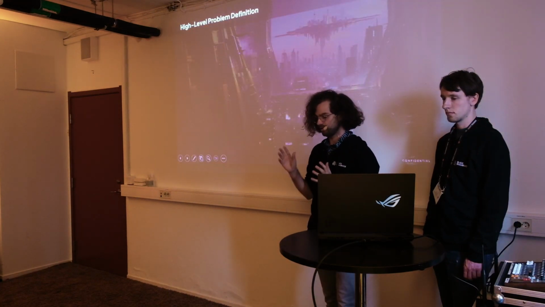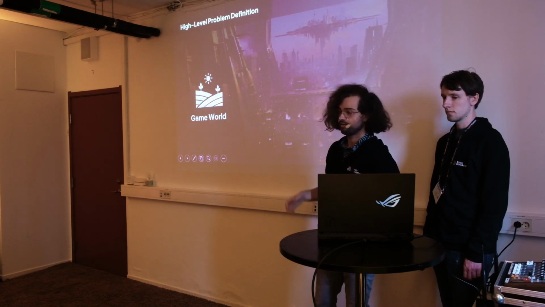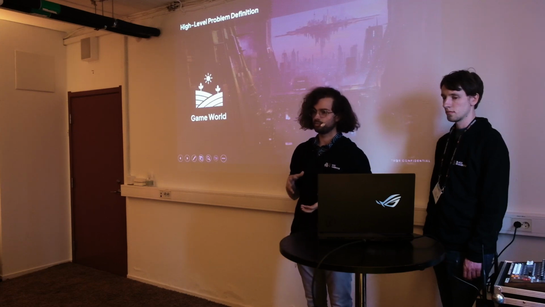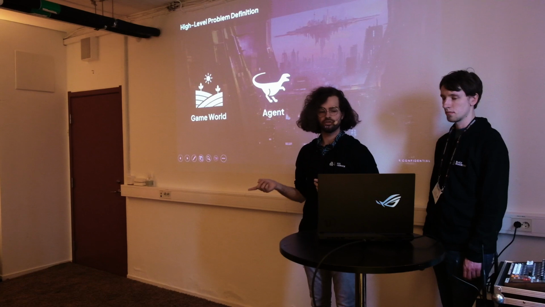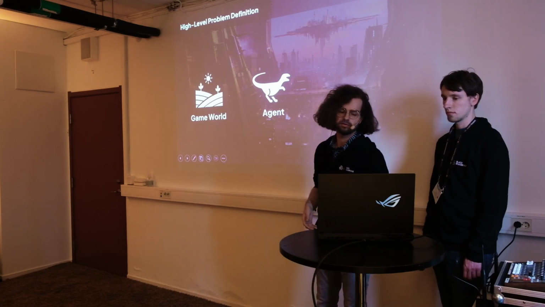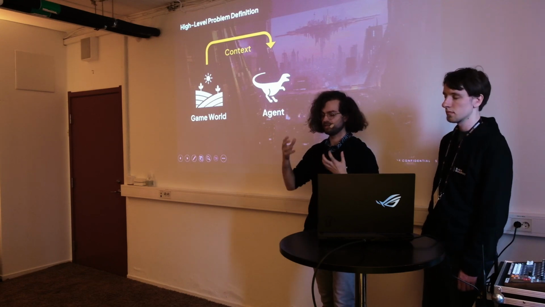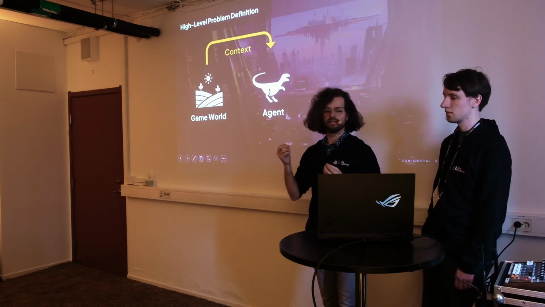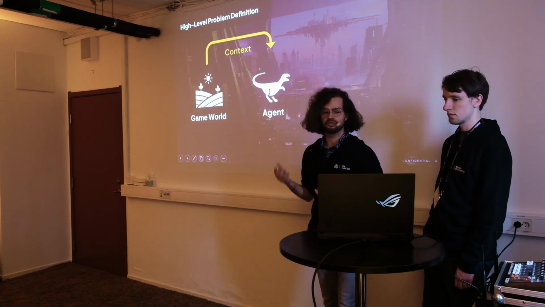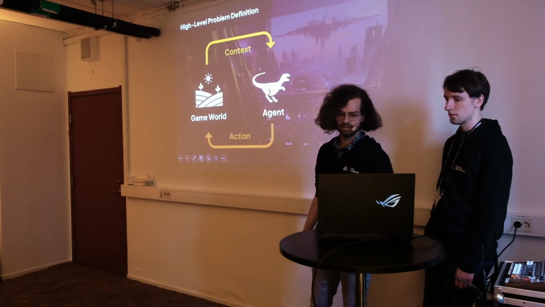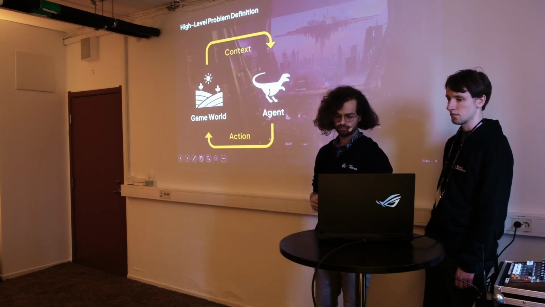So in essence, the abstract problem that we're trying to solve here is the following. We have our game world, and within that game world exists our agent. The game world feeds information to the agent via a data stream that we will call the context here. And inside the agent's brain happens a decision-making process that figures out which is the correct or most favorable action to take given that current context. And that action is then given into the game world.